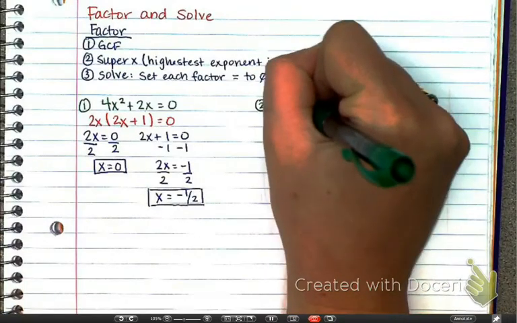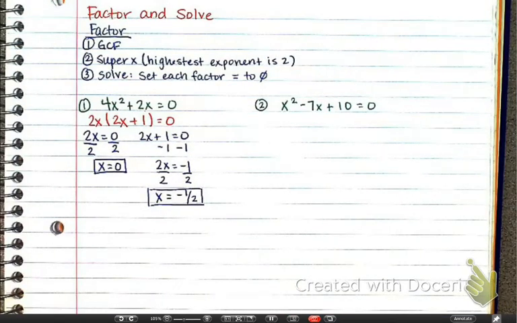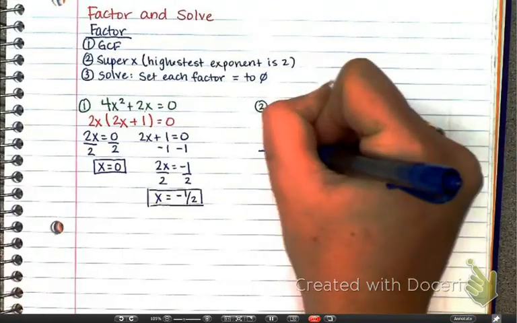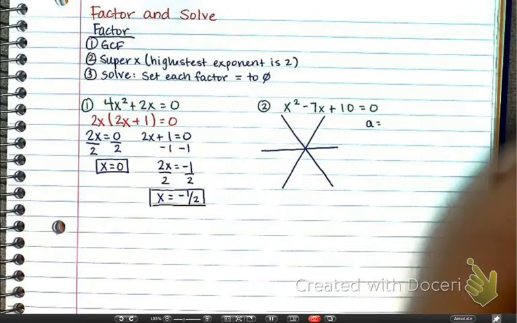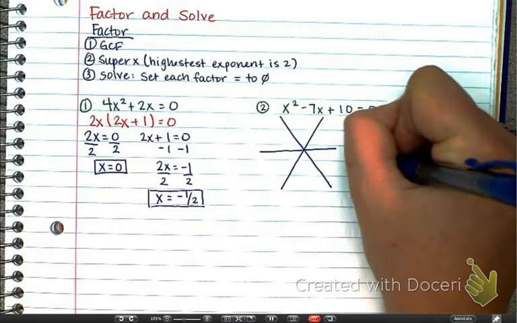How about x squared minus 7x plus 10? Okay. When I go to factor, I'm going to look for my GCF. Do I have a GCF in any of those three terms? No? Okay. Is my highest exponent a 2? Great. So I'm going to go straight to the super X. What's A? 1. What's B? -7. And C? 10.